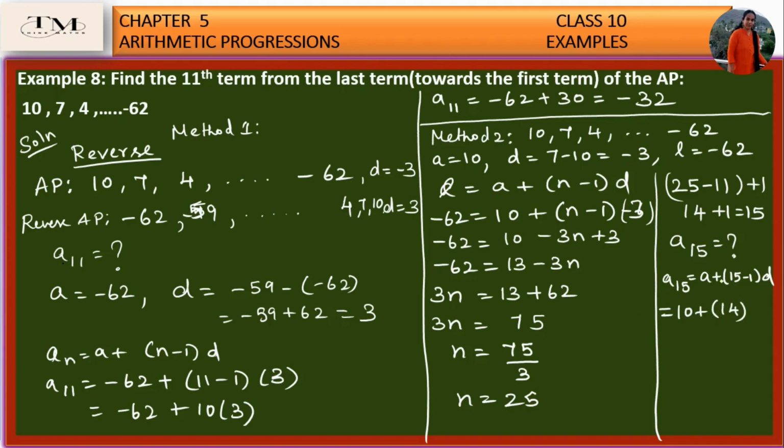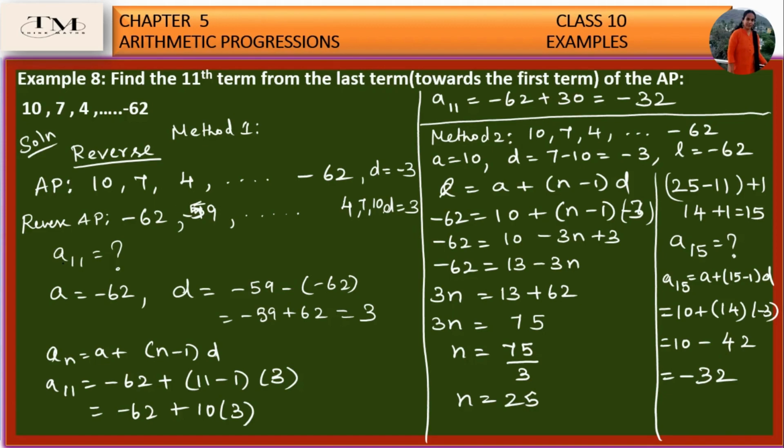What is D? D is minus 3. So which is equal to 10 plus into minus is minus. 14 into 3, 4 3s are 12. Balance 1, 1 into 3, 3, 3 plus 1, 4. So we have to subtract, and the negative sign is for the bigger number. So we will get the negative. So 42 minus 10 is 32. So in the same way, we can get the answer.